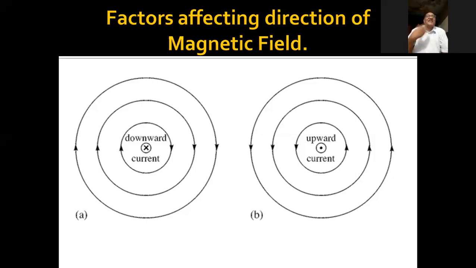So here again, we have learned how to apply the right hand grip rule. We also have learned that the direction of the current in a conductor can be represented with a cross in the center or with a dot in the center. When a conductor is represented with a cross, it means the current is going into the page, into that plane or into that screen. And when the current is represented with a dot, it means the current is coming out of that page, coming towards you, out of the screen.